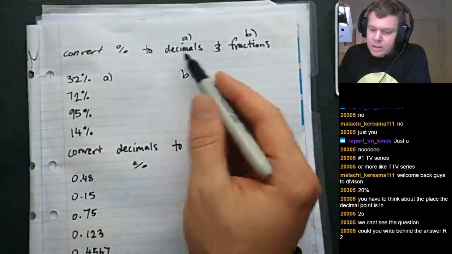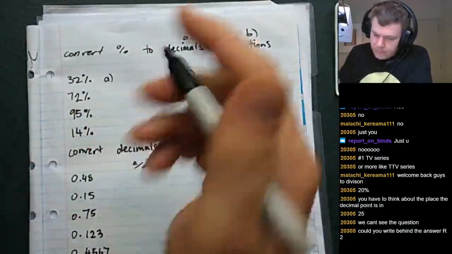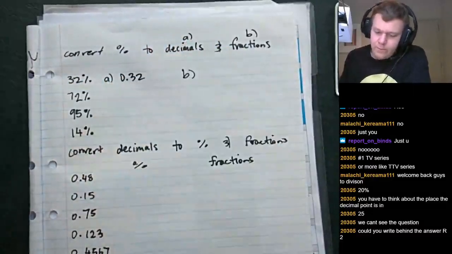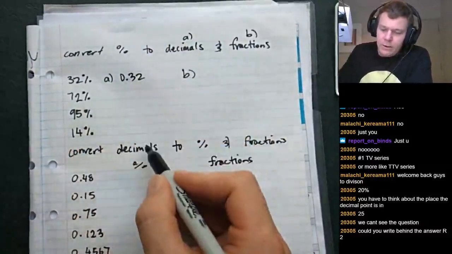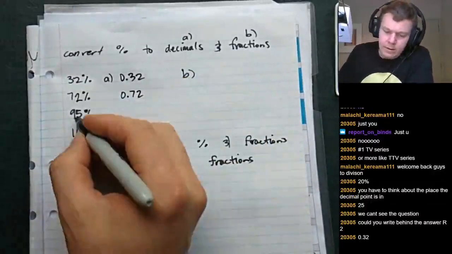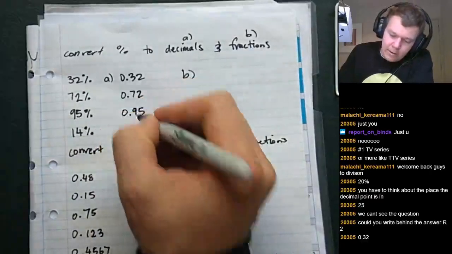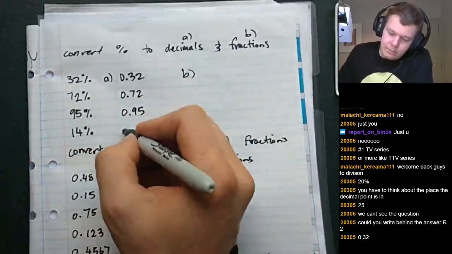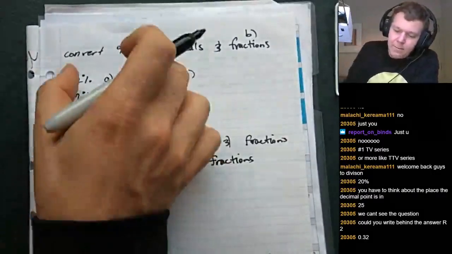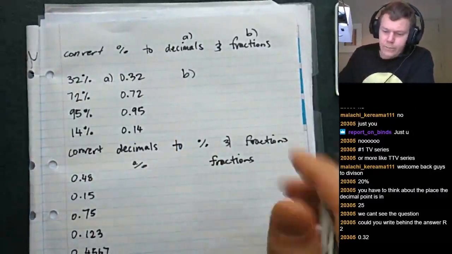Convert percentages to decimals and fractions. So 32% as a decimal, we would move the decimal point twice, so we get 0.32. Let's just do all of the decimals. 72%, 0.72, 95%, 0.95, 14%, 0.14. So these are all the same number, just put in a different form.